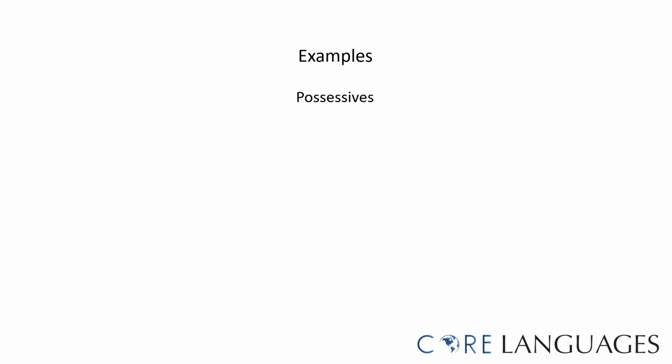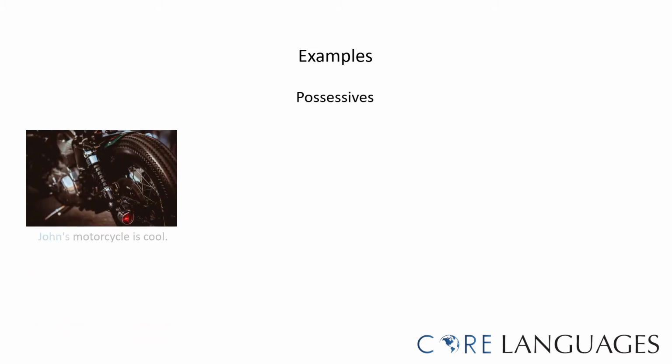Look at the following three examples. Feel free to repeat after me and pay close attention to where the apostrophe or the apostrophe S was placed. John's motorcycle is cool. John is a single person, and the name John does not end on S, so we add apostrophe S.